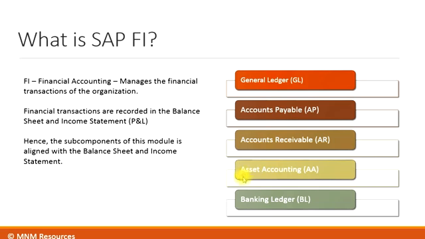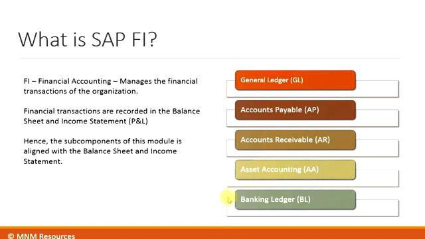Then you have asset accounting. Now the term asset accounting is specifically for the fixed assets. So fixed assets, of course, is your land, building, vehicles, anything to do with the heavy machinery. It's all your fixed assets. It's coming on the asset accounting side of SAP.